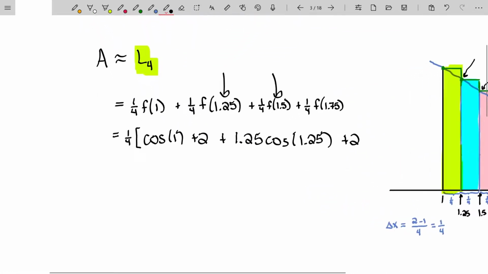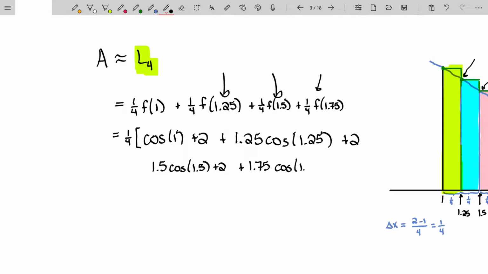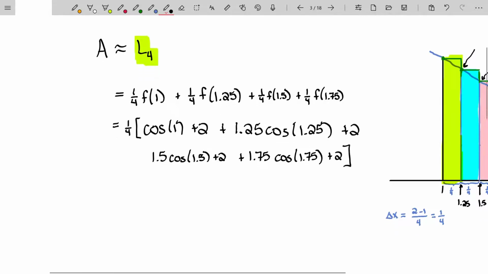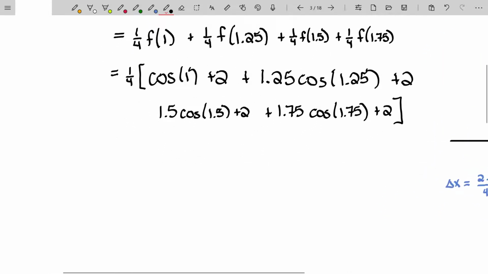Remember, I already factored out the 1/4, so then 1.5 cosine of 1.5 plus 2, and finally the last one right here, plus 1.75 cosine of 1.75, again plus 2. Note, in calculus, you should be working in radians. So once you grab a calculator, you want to make sure you're in radian mode. Obviously, this is going to require a calculator to approximate.